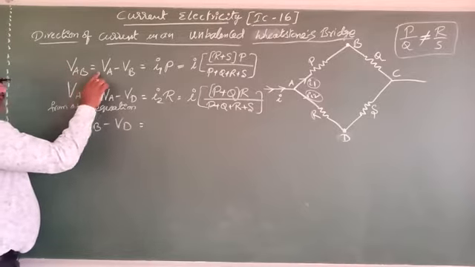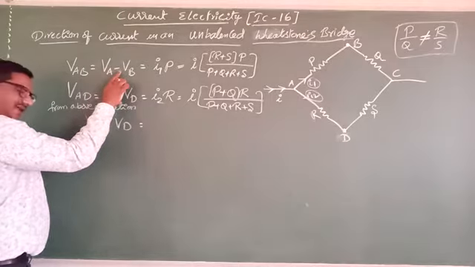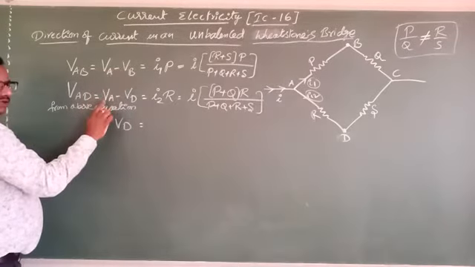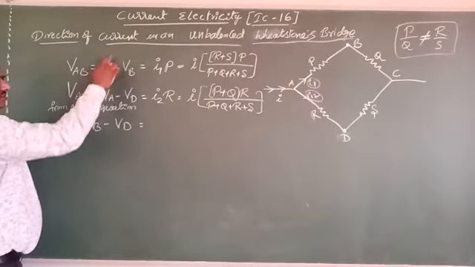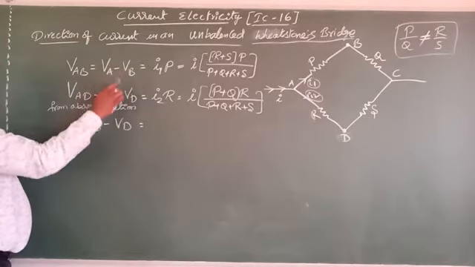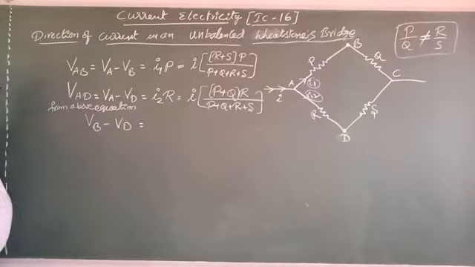Then it becomes minus VA, plus VB, plus VA, minus VD. Now these two get cancelled. Plus VB minus VD, so VB minus VD, you can get like that.